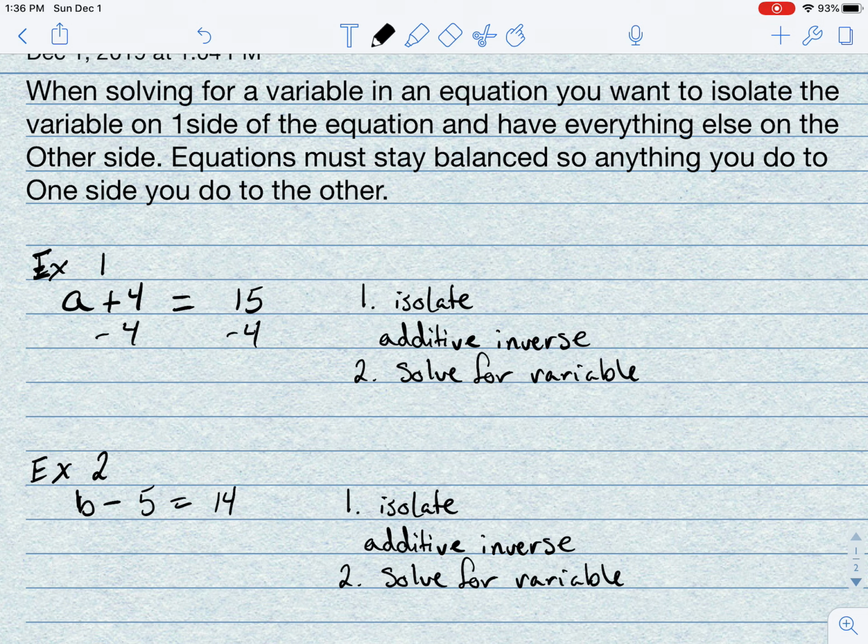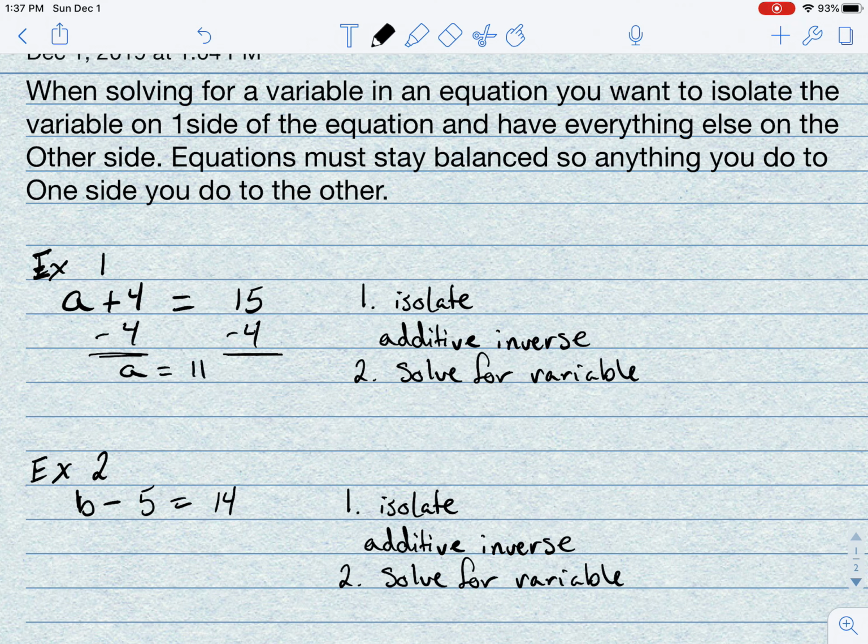And then here's what I'm talking about. What you do to one side, you must do to the other. So we minus 4 from one side of the equation. We have to minus that from the other side to keep the equation balanced. Okay, so now our last step, we're going to be left with a on the left-hand side of the equal sign. And then we're going to do 15 minus 4, which equals 11.